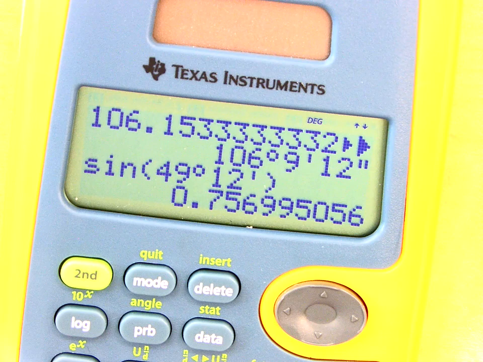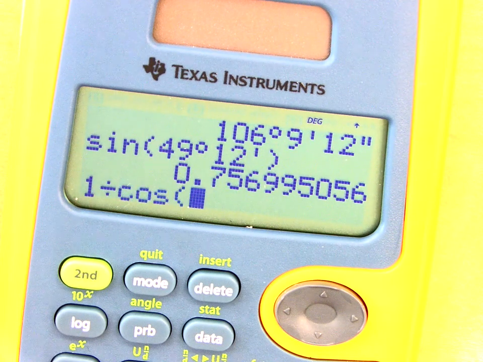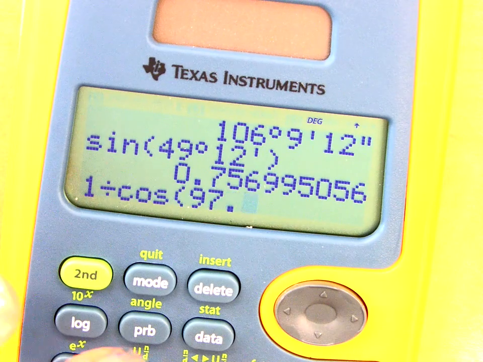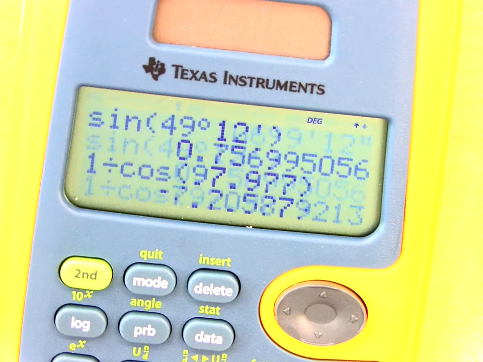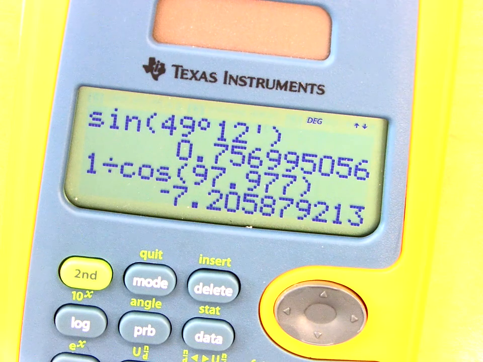Okay, now secant. How do I access secant again? Exactly, 1 divided by, and then I want the cosine of 97.977. There we go, round that to 4 decimal places. So I get negative 7.2059, right? If you're going to round correctly to 4 decimal places.